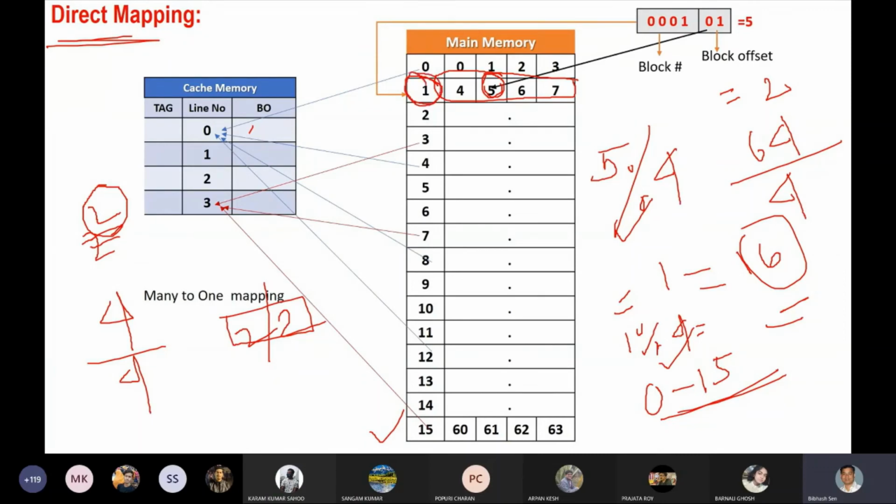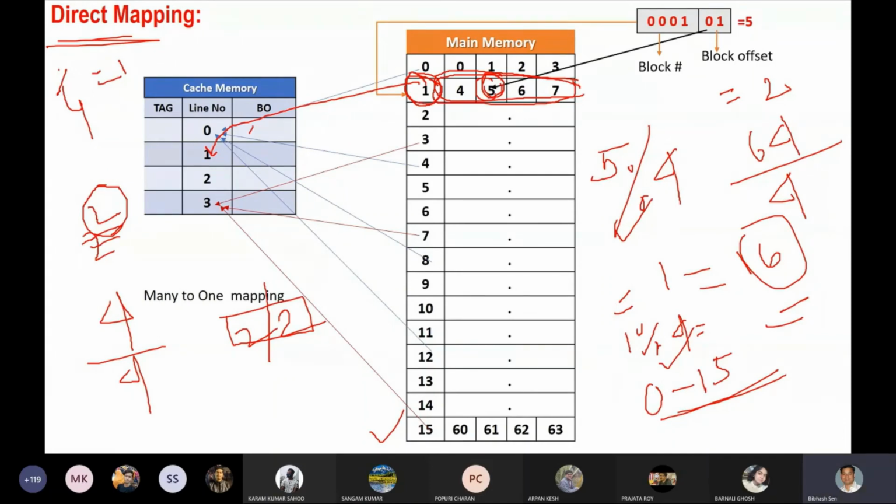How many cache lines are there? 4. What is the block number value? 1. 1 modulus 4, what is the value? 1. So this block will go here. But my requirement is only 5. But I am telling you that I will load this entire block. Why?